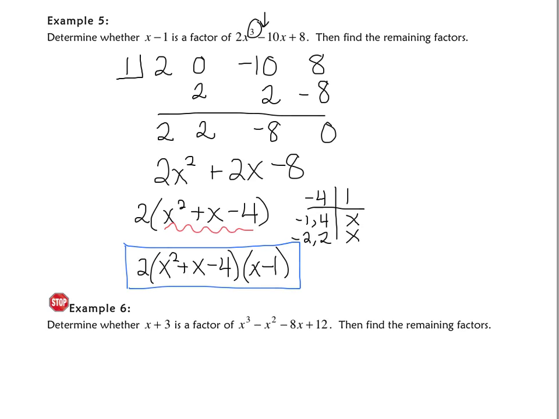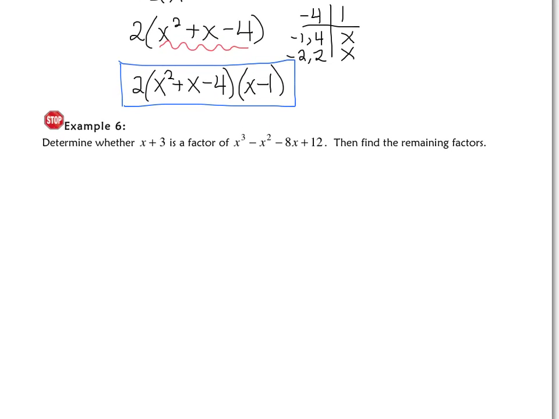Okay, I would like you to try example 6 on your own. You're going to determine whether x plus 3 is a factor of x cubed minus x squared minus 8x plus 12, and then if it is, find the remaining factors. So please pause the video and try example 6 on your own.